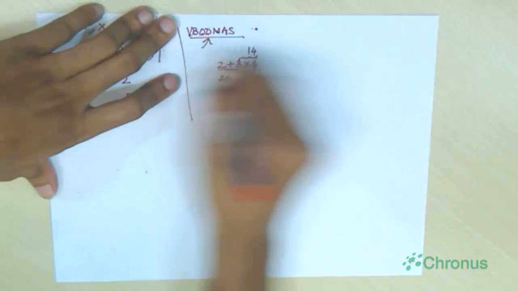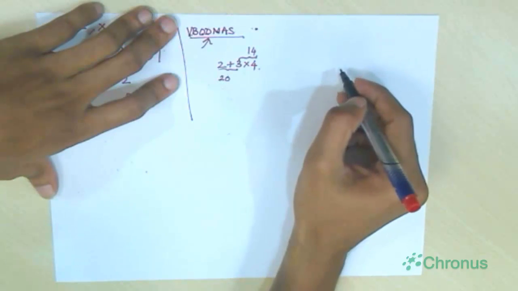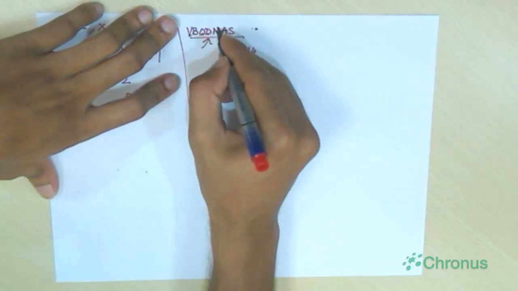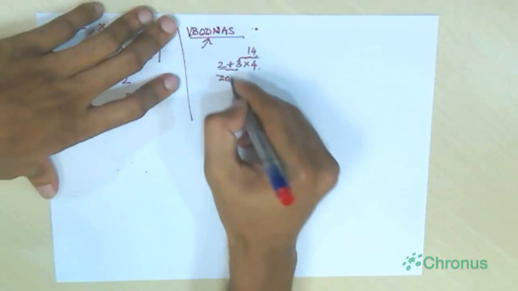We go this way, left to right. Which comes first, multiplication or addition? Multiplication comes first. So we need to do this first and then add. So this is wrong.